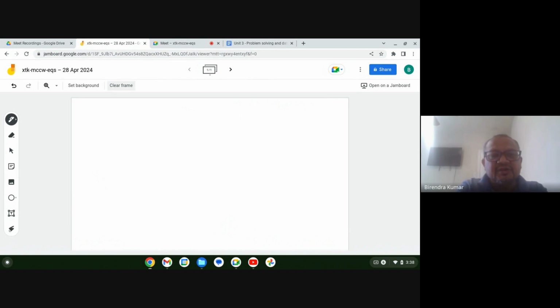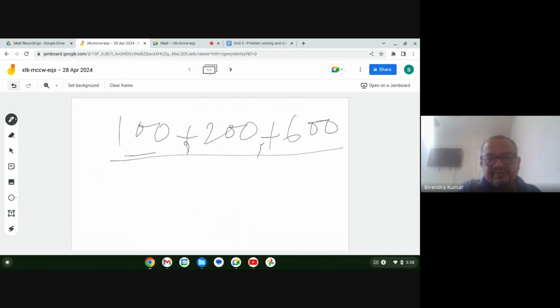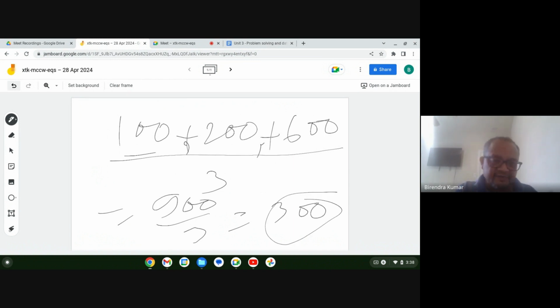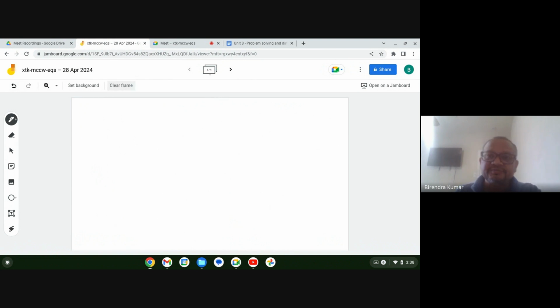Let's say you have three numbers: 100, 200, and 600. You have to find the mean of this. Just add them together, and since there are three numbers, divide by 3. So this becomes 900 by 3, which is 300. Finding a mean is nothing but finding the average. I'll not waste your time explaining that. Okay, that's simple. Now, do you remember what a median is?